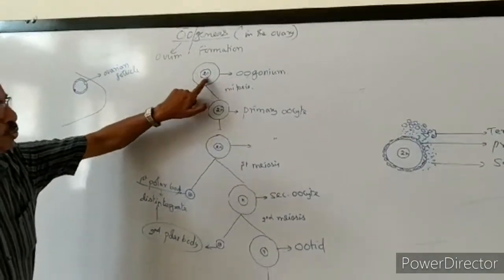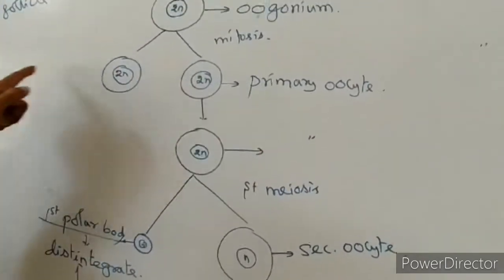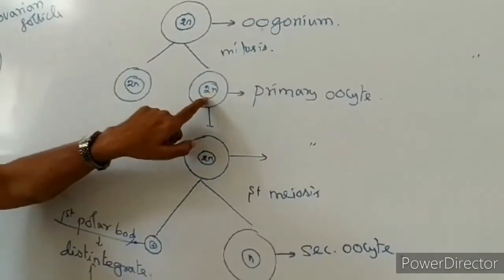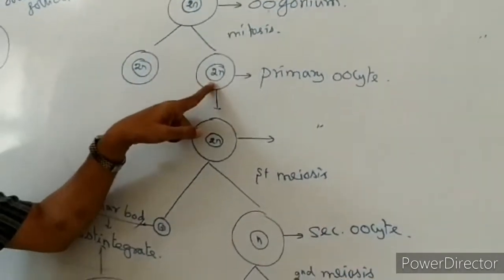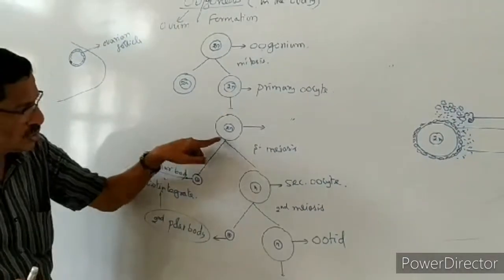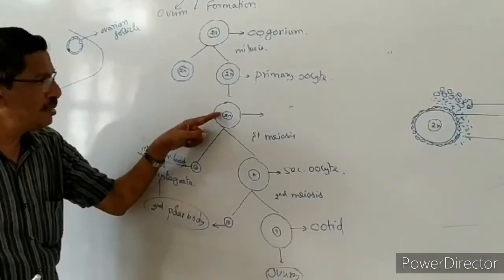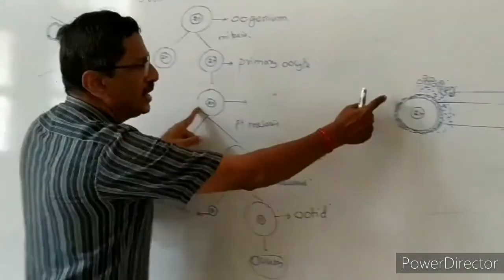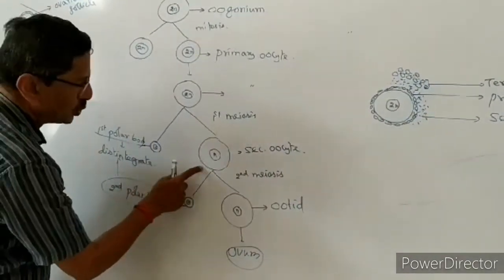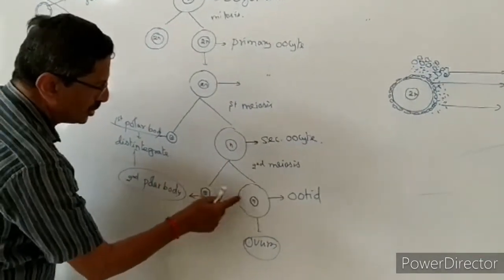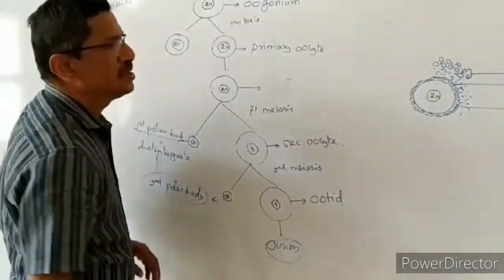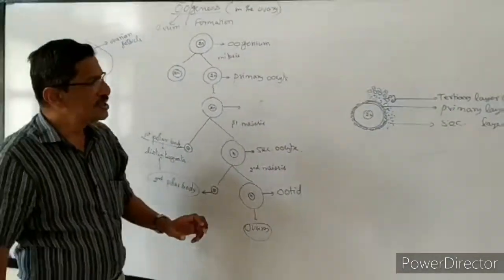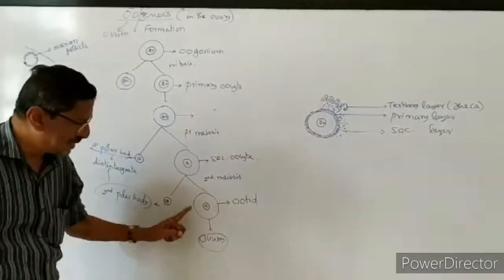So if you take one oogonium, it is producing many primary oocytes, but one primary oocyte only will enter into the oogenesis. One primary oocyte is covered by three layers. Then it is divided into two cells. The secondary oocyte is divided into two cells. The ootid is changing into ovum. So ovum is produced. Now we are going to see the structure of one ovum at the end of what is produced.